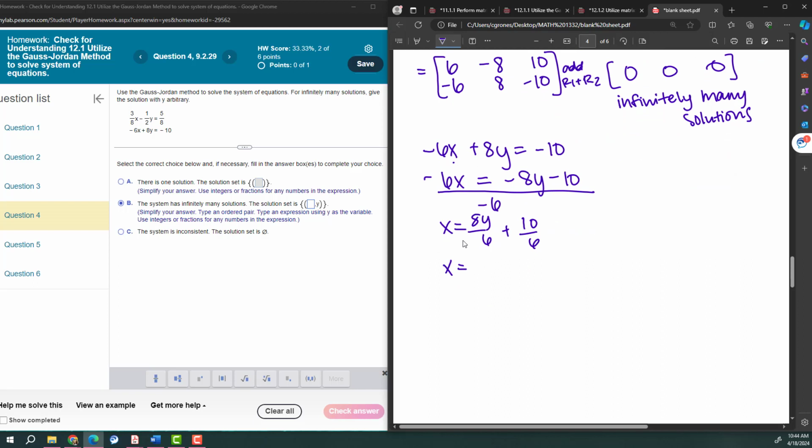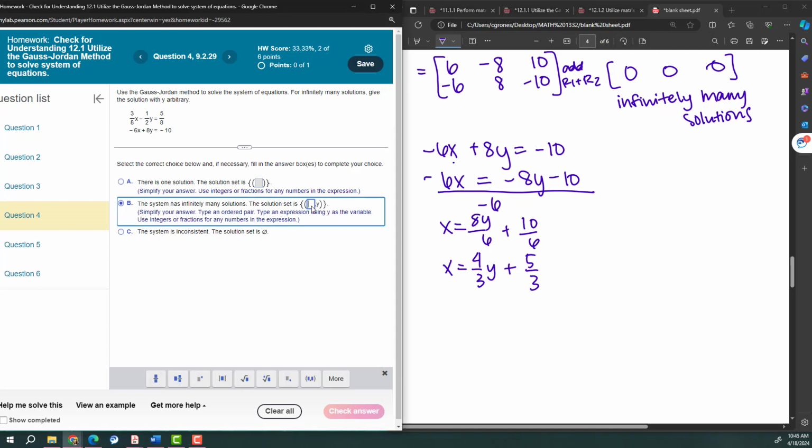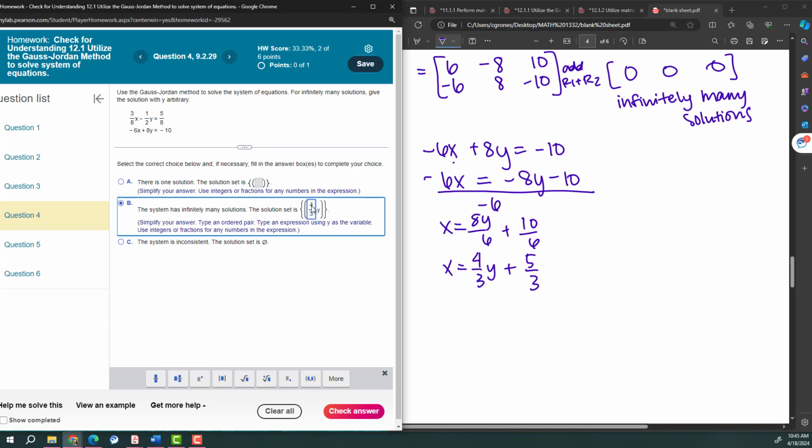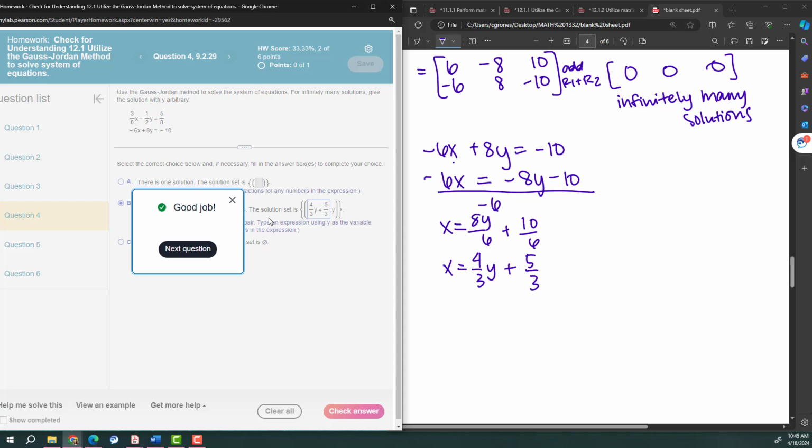So our x equals, I'm going to reduce it down because 8 over 6 can be reduced to 4/3. And then 10 over 6 can be reduced down to 5/3. So our value for x would be 4/3 y plus 5/3. All right.